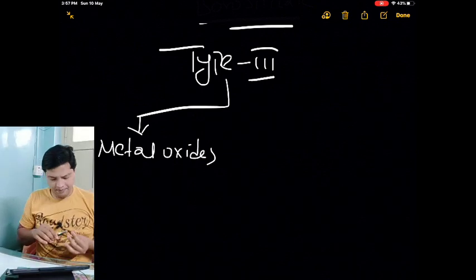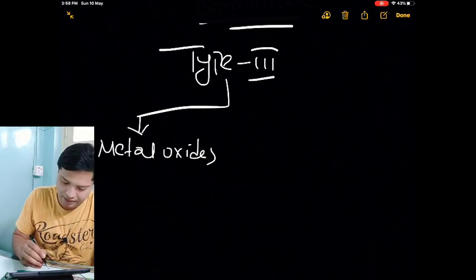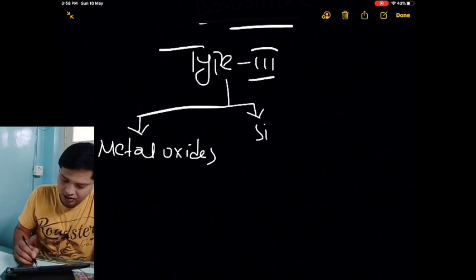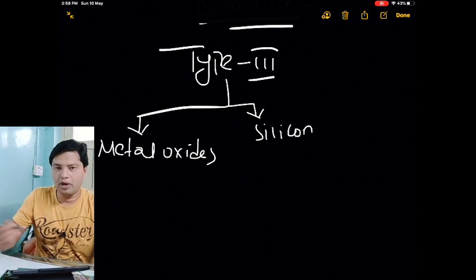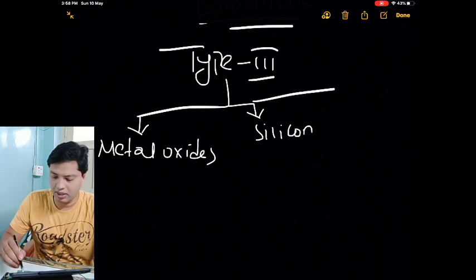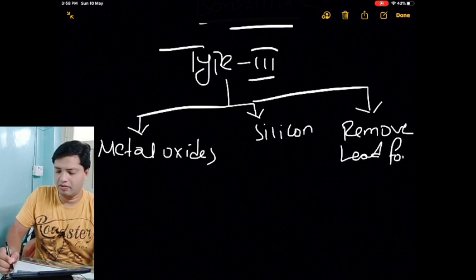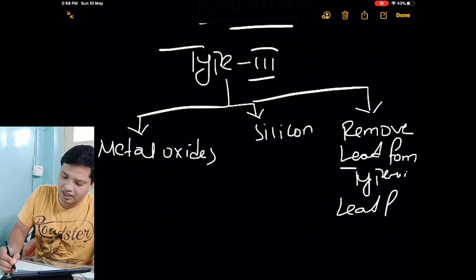Try to add metal oxide in the type 3 and try to add silicon also. Okay, more and more silicon dioxide, or you can say sodium silicate, and remove lead from the glass. So when we do that, we call it a lead free glass.